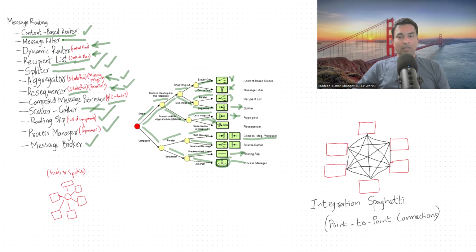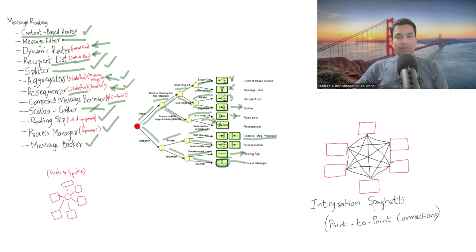uncover what is a message broker. And I would like to quickly run through all the message router patterns which we have discussed in the last session. Content-based router routes the messages based on the contents of the message, and message filter is something that either sends the message to the receiver or does not send it based on the filter condition.